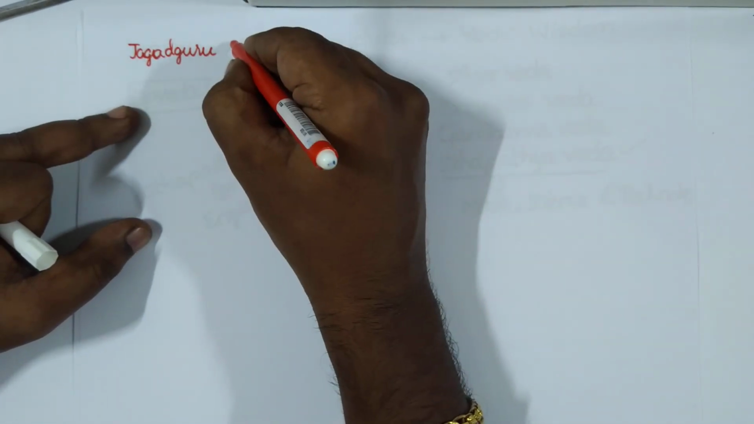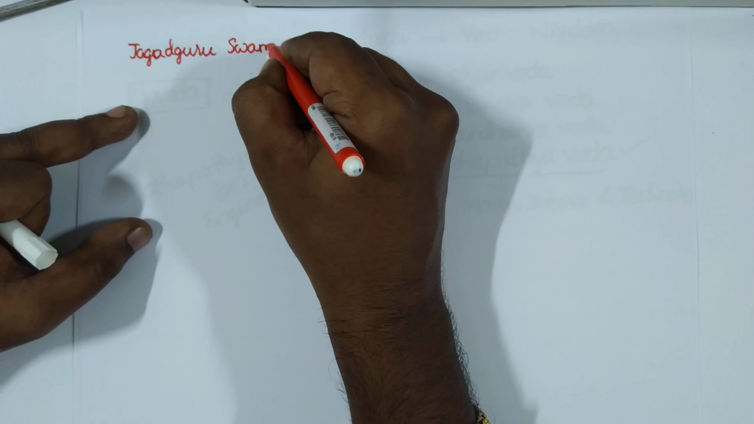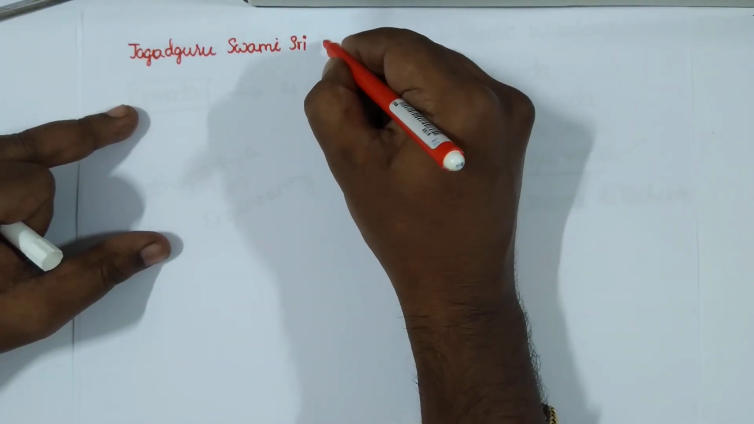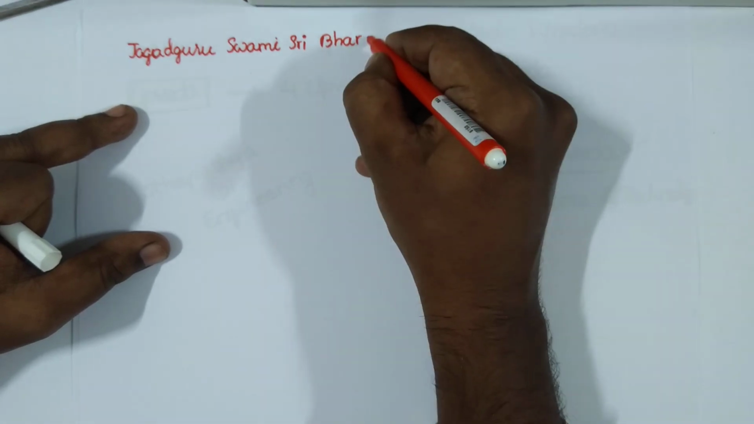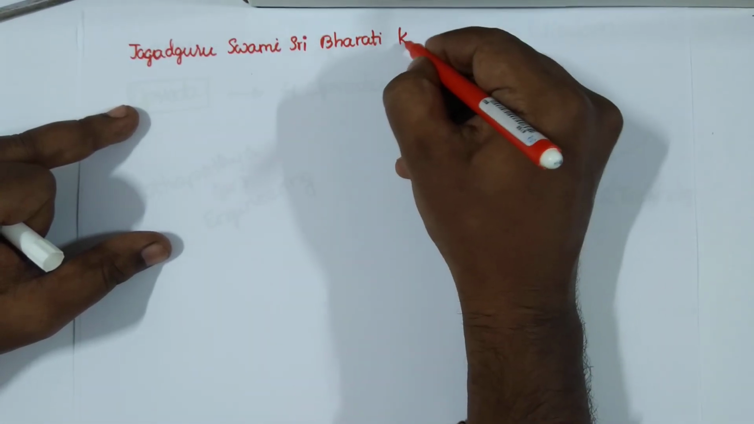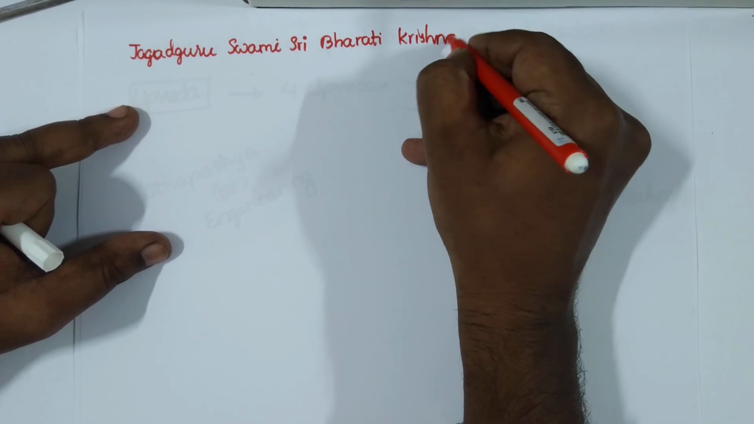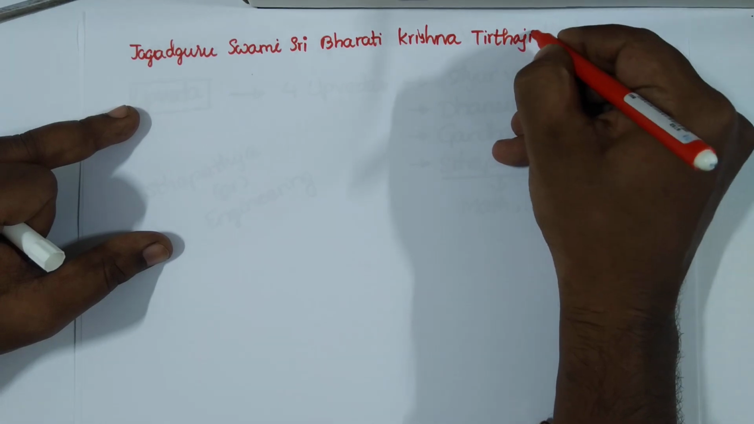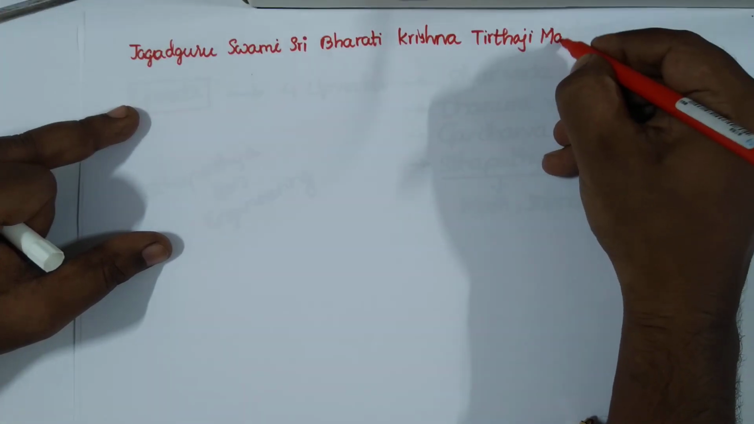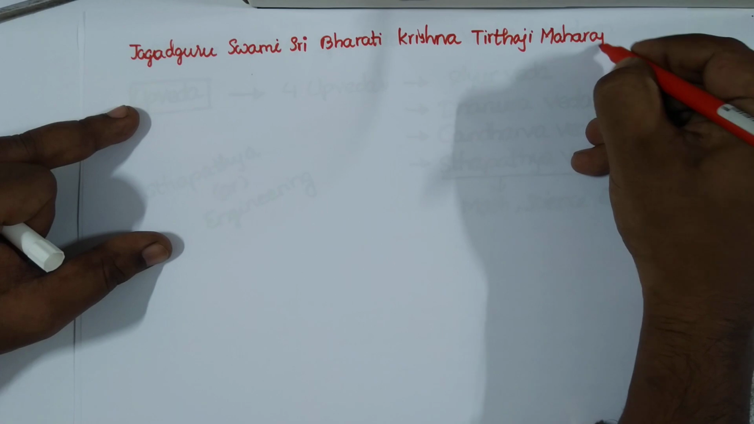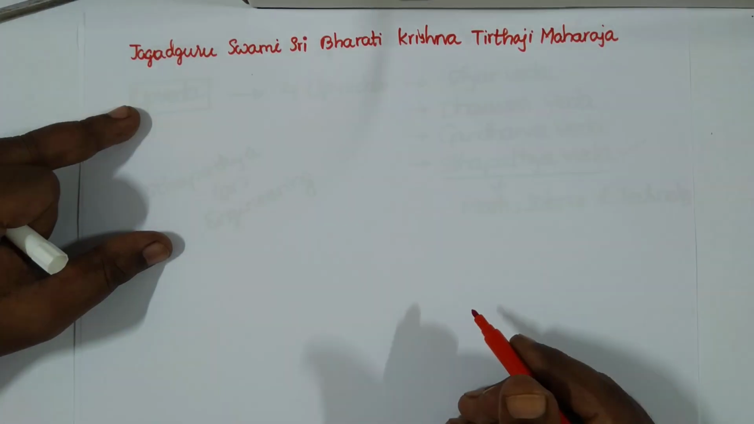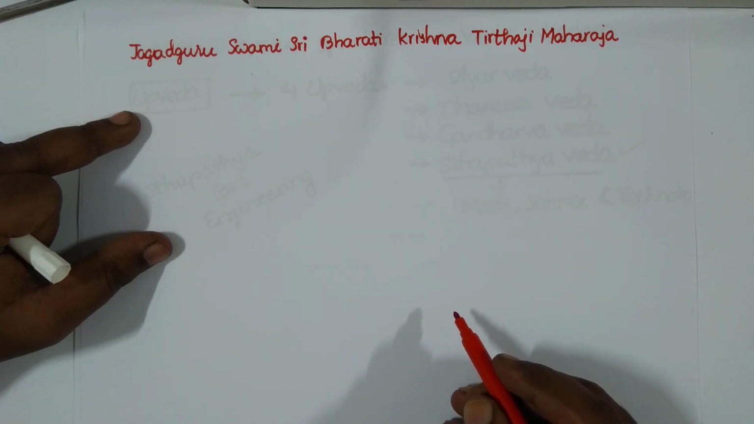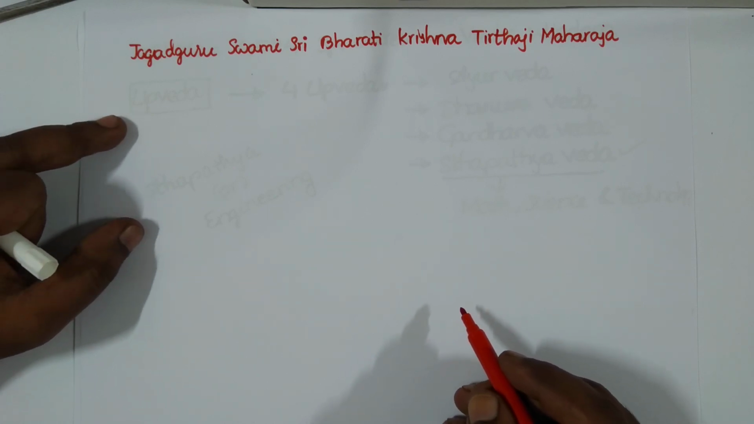So the great Jagadguru rediscovered the buried stuff. Jagadguru Swami Sri Bharati Krishna Tirthaji Maharaj, Maharaja of Govardhan Math, and he was called Shankaracharya of Govardhan Math or Puri.